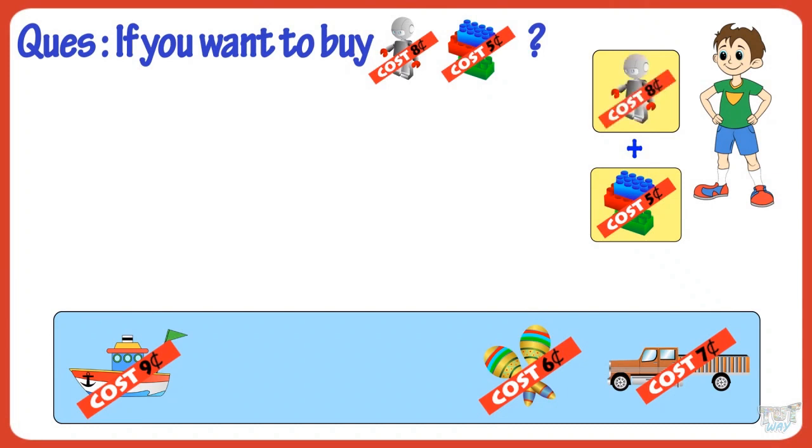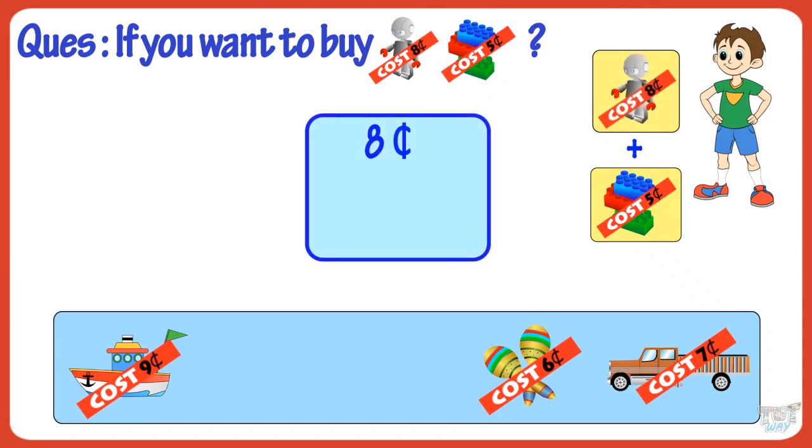This robot is for 8 cents. And these blocks are for 5 cents. So we will be adding these 2 to get the amount we have to pay. And adding 8 and 5, we get 13. So we will be paying 13 cents to get these toys.